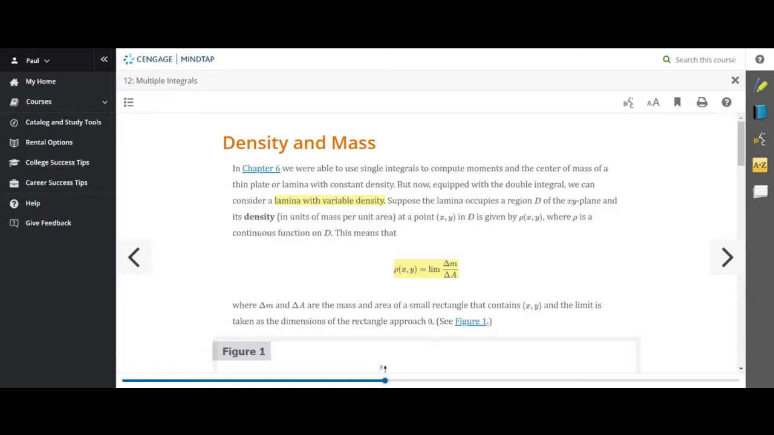A lamina is defined as a thin layer or plate of material. So we can define the density of a lamina as mass over area, or delta M over delta A. It's mass over area instead of mass over volume. I'm going to be very simple in how I explain things here.